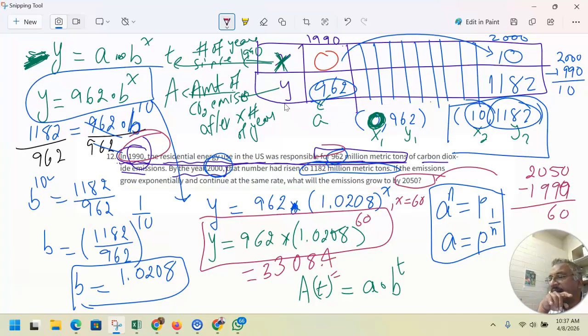Even though they did not say one decimal place, it says continue the same way. What will be the emission in the year? So I'll just round it to one place and you're done. And I hope that's making sense.